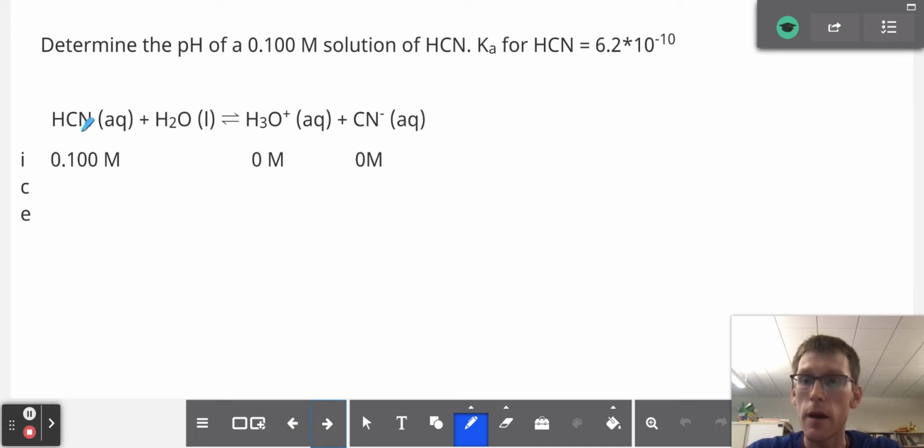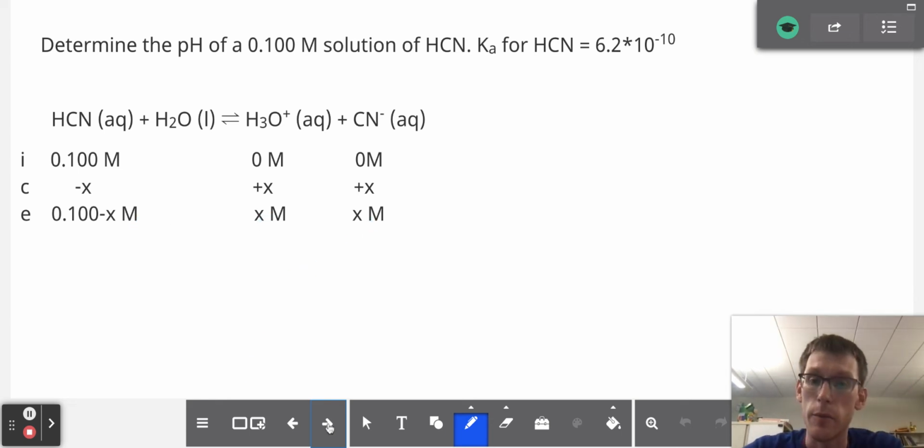So initially, we have some HCN at a 0.100 molar concentration, and we don't have any H3O+ or CN-. This is before any dissociation occurs. We don't know the exact extent of ionization just yet, so what we can say is that the HCN loses some X molarity, and H3O+ and CN- increase by X. For every bit of HCN that dissociates, we get the same amount of H3O+ and of CN- that come from it. And at equilibrium, therefore, we have a concentration of HCN that is 0.100 minus X molar, and the H3O+ and CN- will both be X molar.